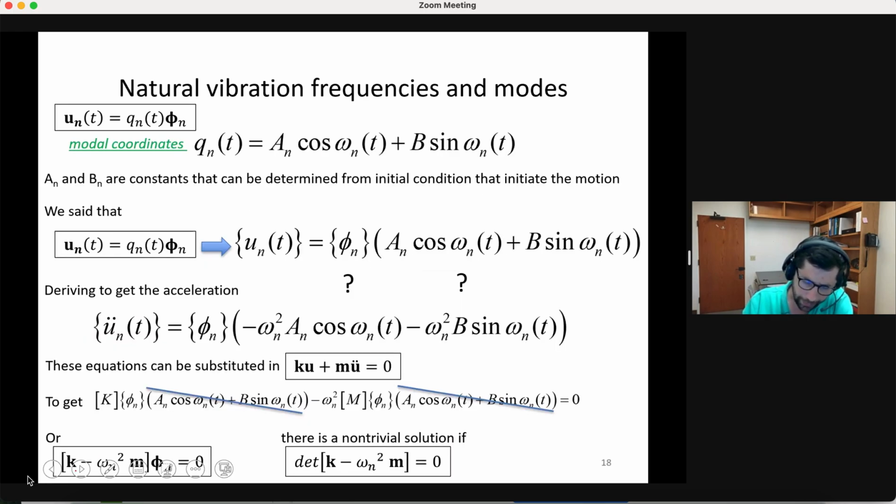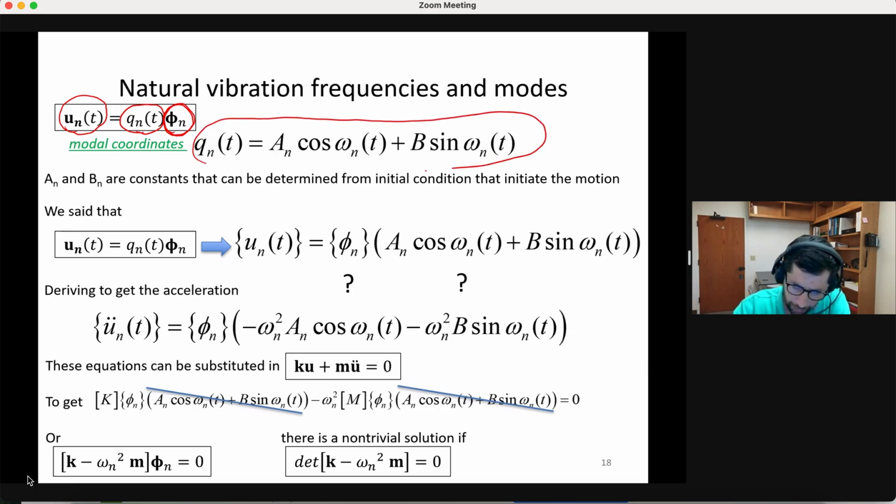And therefore, what I can say is the following. The displacement of these nodes according to a mode shape is proportional to the mode shape, okay, which is a vector, times the modal coordinates. The equation for the modal coordinates must be similar to the equation for a single degree of freedom system under free vibration. As for the single degree of freedom system, these constants, which are an and bn, well, they must be obtained starting from the initial condition. Okay?